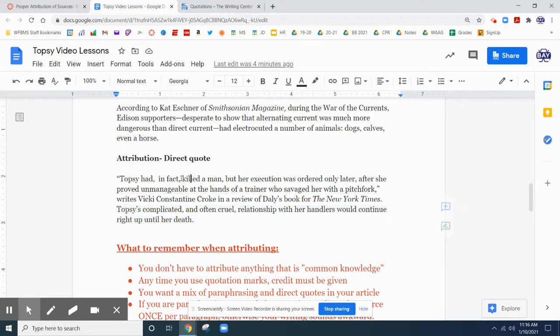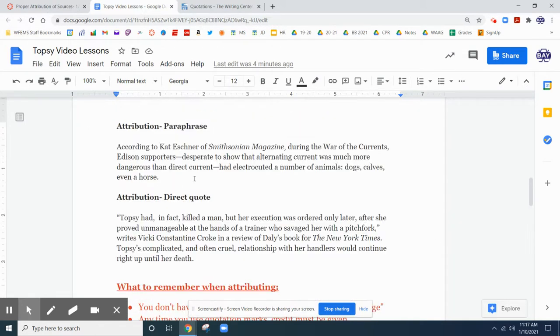So here, I took a direct quote from this source, the New York Times review, with my author. I included the quote word for word with quotation marks surrounding it. And I have this sentence stem, writes, author's name, Vicky Constantine Croak, where? In a review of Daly's book for the New York Times. That's an attribution through a direct quote. And then I added my own sentence and my own words completely that simply complements that quote, that adds to it. So either strategy is good to use, paraphrasing or direct quote.